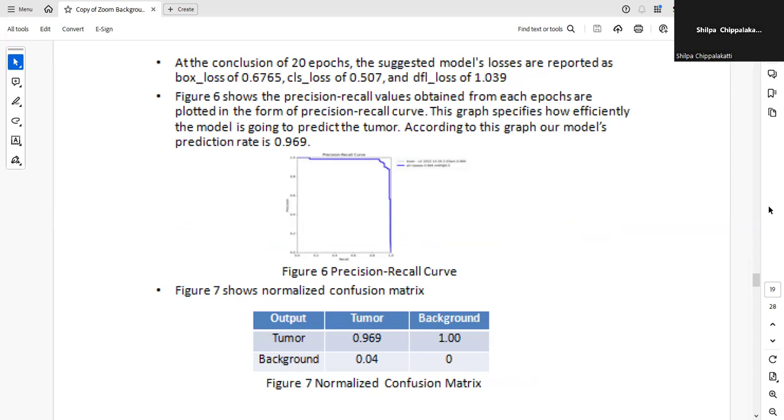After the 20 epochs, the box loss which we have got is 0.6765, CLS loss is 0.507 and DFL loss is 1.039. Figure 6 shows the precision recall curve, which gave an accuracy of almost 0.969. And Figure 7 shows the normalized confusion matrix.